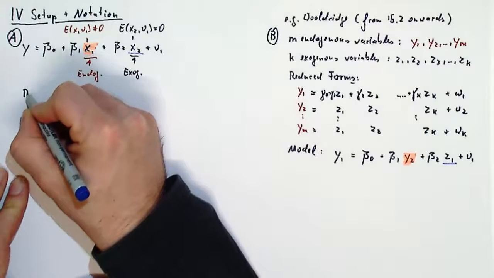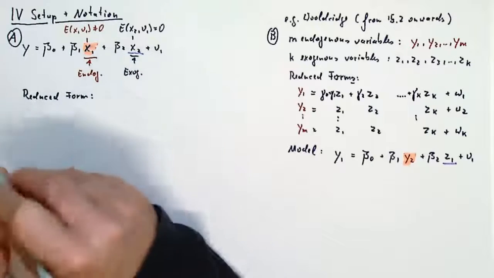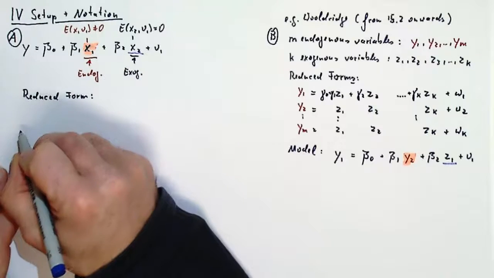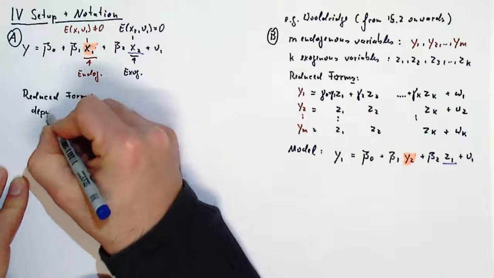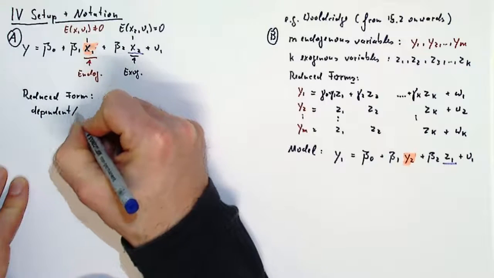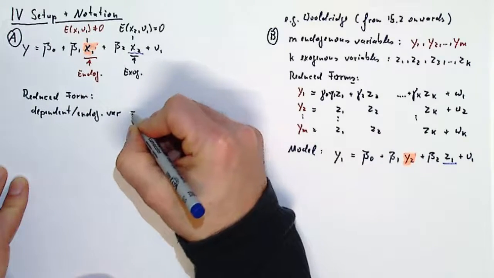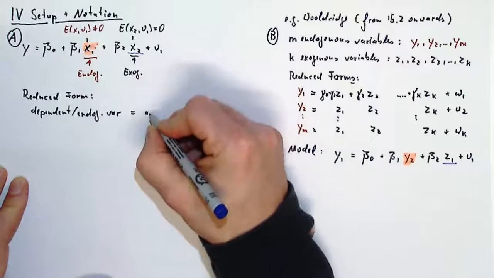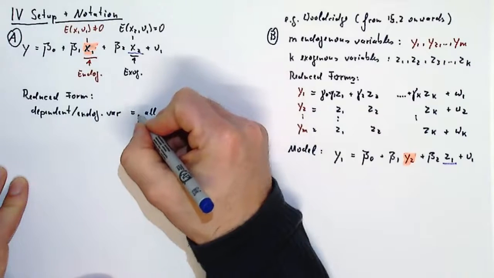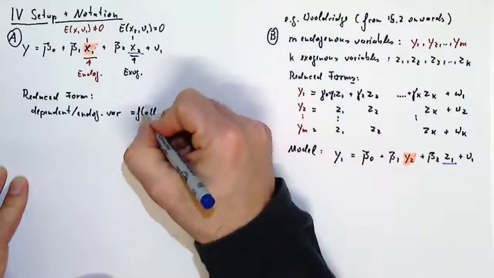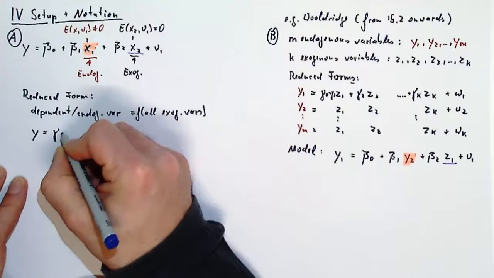So let's return to setup A and write down the reduced form in the context of our model in A. In general, the reduced form looks like this. We take our dependent variable, which is also an endogenous variable, of course, and we write it down as a linear function, but I write down here f, any generic function, a function of all exogenous variables. Okay, so the dependent endogenous variable is a function of all exogenous variables.